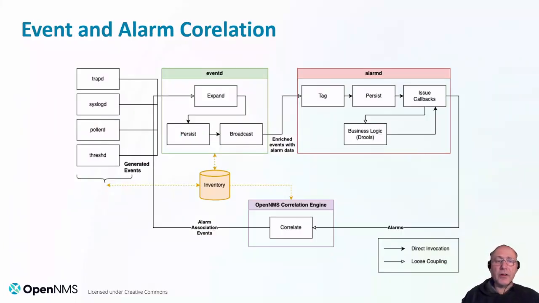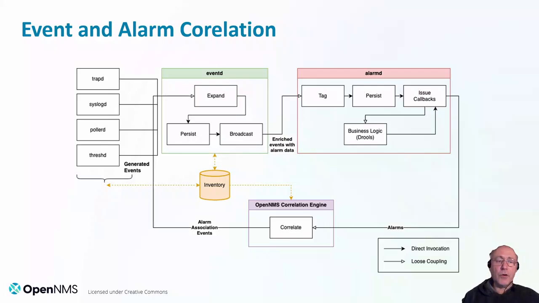Now finally, I should talk about alarm and event correlation. Out of the box, OpenNMS receives events from a number of different sources. TrapD receives traps, obviously. SysLogD receives syslogs. PollerD is OpenNMS's internal poller, and if it discovers that a service which it is polling is not responding correctly, then it will generate an event. And ThreshD generates events whenever it's collecting performance data and the performance crosses a threshold.